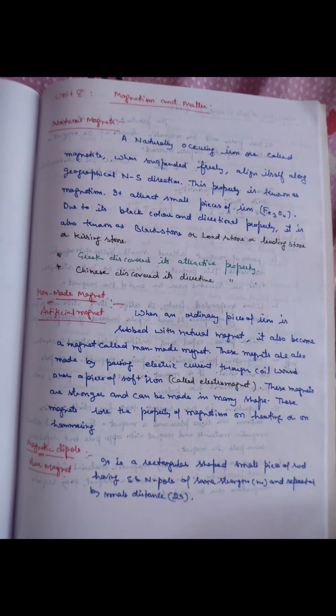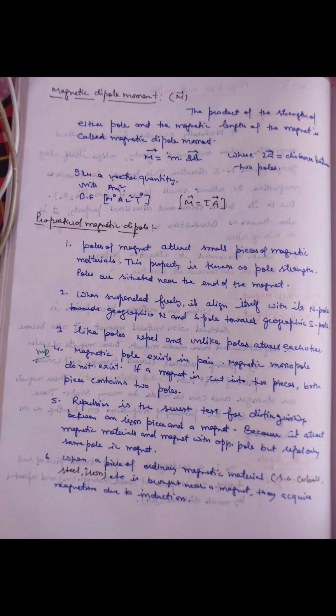Magnetism and matter. In this chapter we study natural magnet, which is magnetite. Due to its attractive property it is called kissing stone. Due to black color it is called black stone, and due to directional property it is also known as leading stone. When an ordinary piece of iron is rubbed with natural magnet, it also acquires magnetism, and these magnets are called man-made magnets. When electric current is passed through a coil, it behaves as an electromagnet.